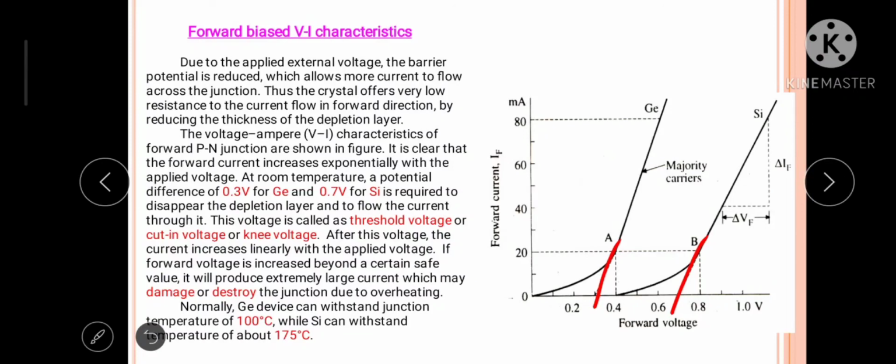Normally, the germanium device can withstand junction temperature of 100 degrees Celsius, whereas the silicon device can withstand the temperature of about 175 degrees Celsius. And obviously, it is clear that silicon material is preferred as compared to germanium material.